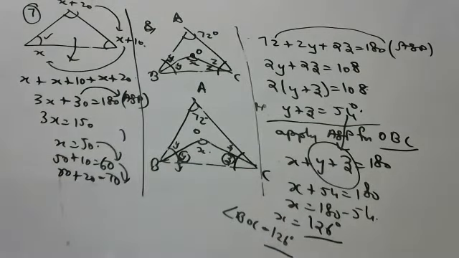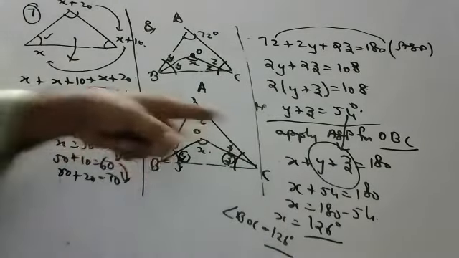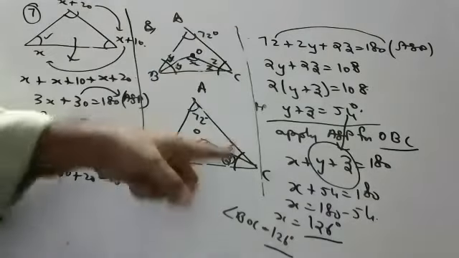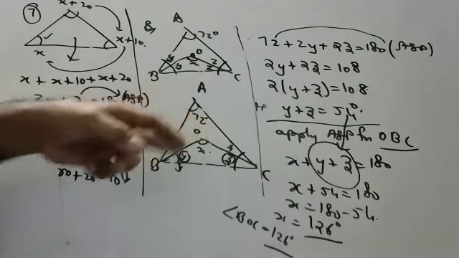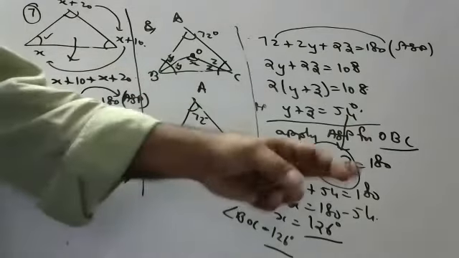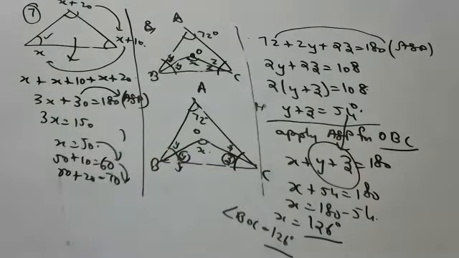Please, very, very important, children. This is angle bisector. Instead of B, I wrote 2y. Instead of C, I wrote 2z. Then y plus z, I found out as 54. Now x plus y plus z is equal to 180, x plus 54 is 180. So you have to do like this, children. Be careful, very, very important.